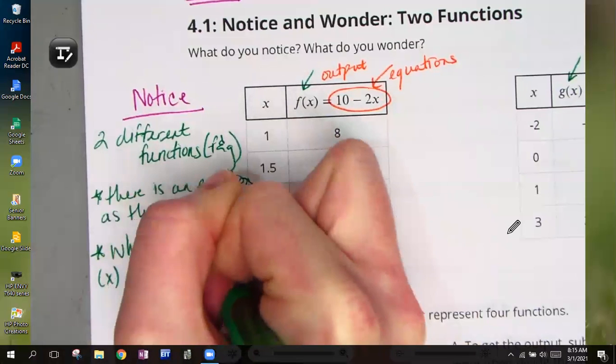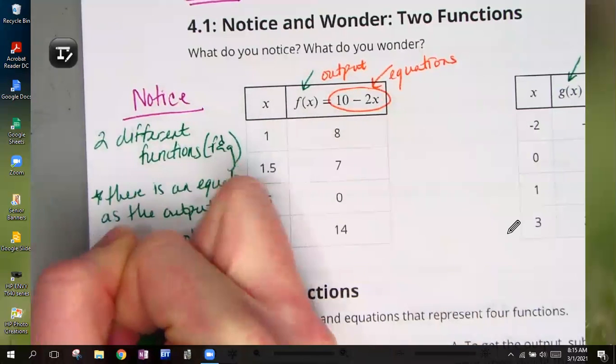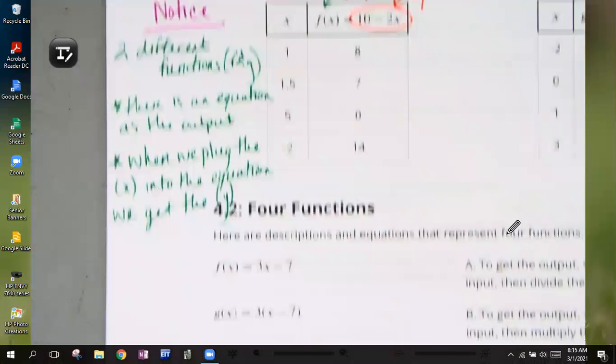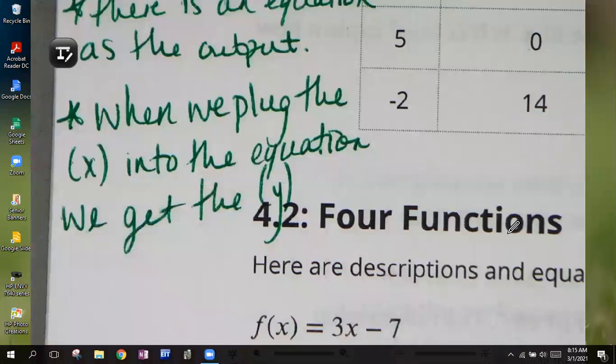So we notice, good notice, when we plug the x into the equation, we get the y. Is that also true for our function of g?